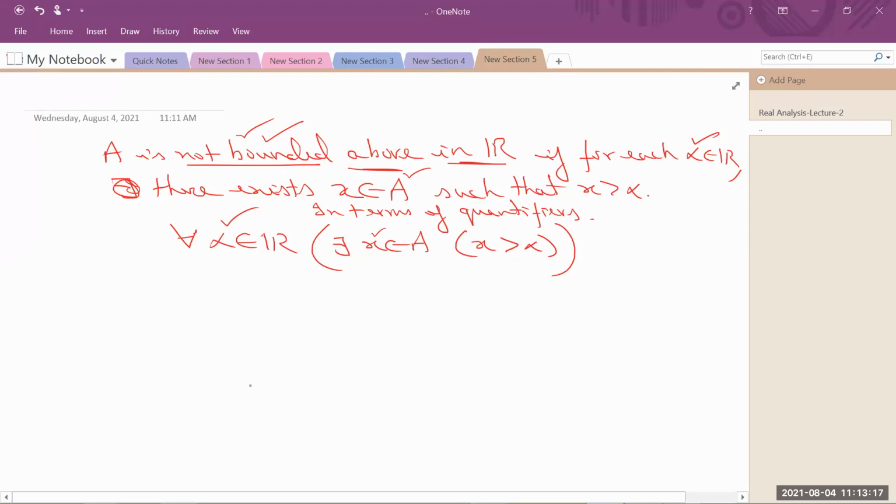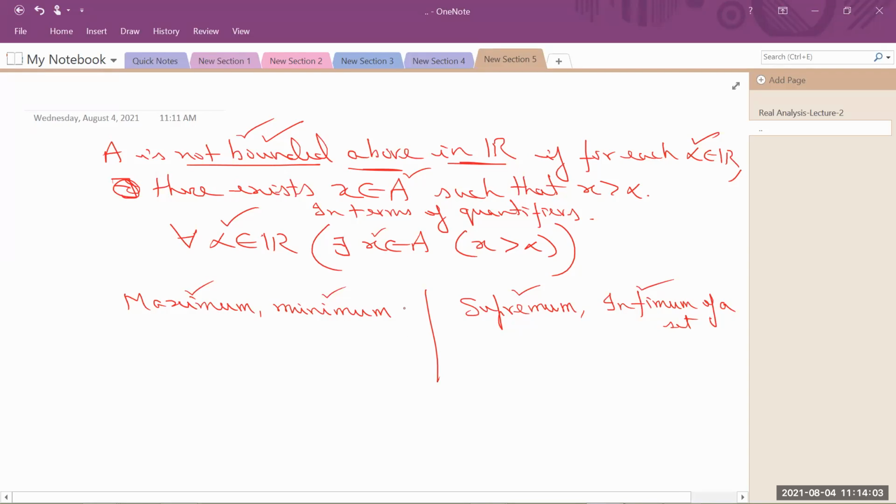Now we will move to the next important concept, the maximum. We need to understand these terms: maximum of a set, minimum of a set, and supremum of a set, infimum of a set. These are the key terms. What do we mean by maximum and minimum of the set, and supremum and infimum of a set?